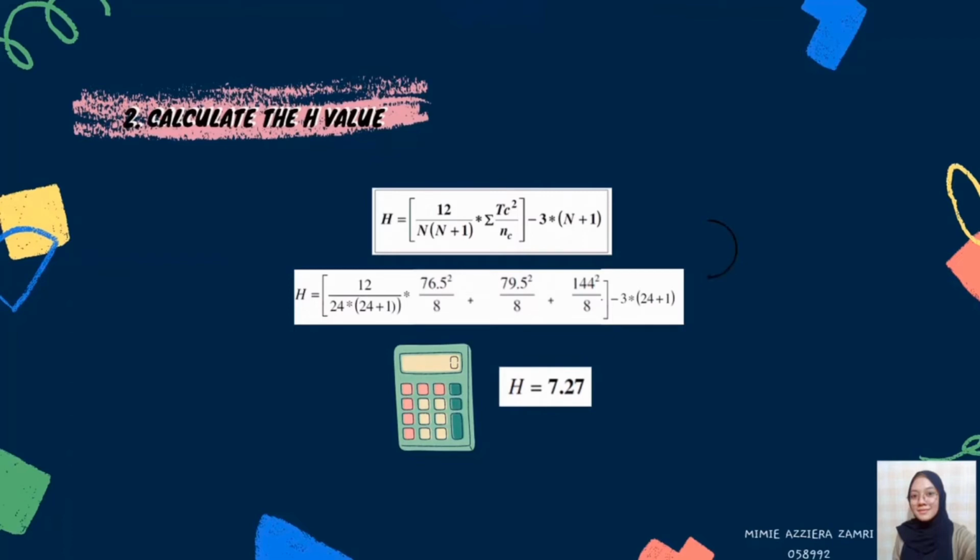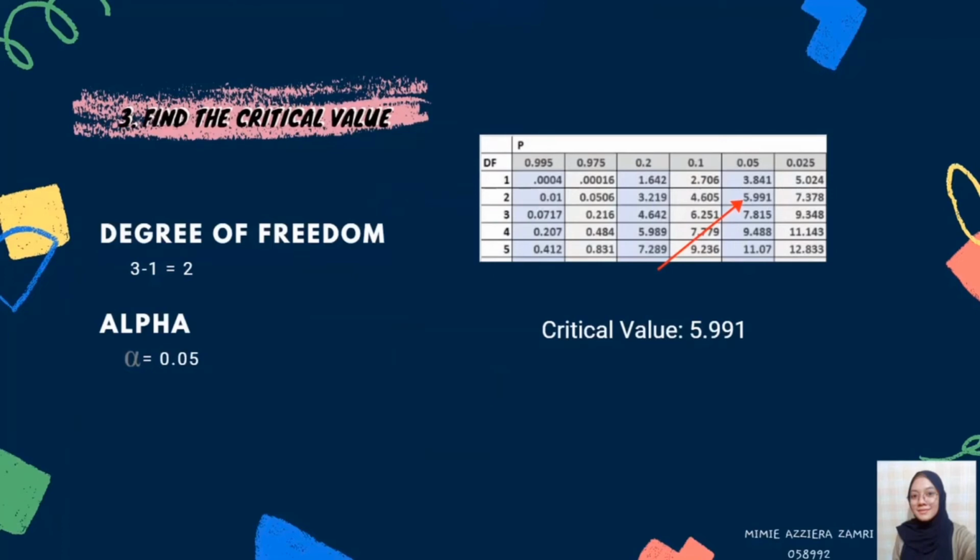You just need to enter everything as in the equation into the calculator. And after solving the equation, we get that the H statistic value is 7.27. Then, we need to find the critical value in the chi-square table. We must know the value for the degree of freedom and the alpha value. We have three groups, so 3 minus 1 equals 2, which means our degree of freedom is 2.